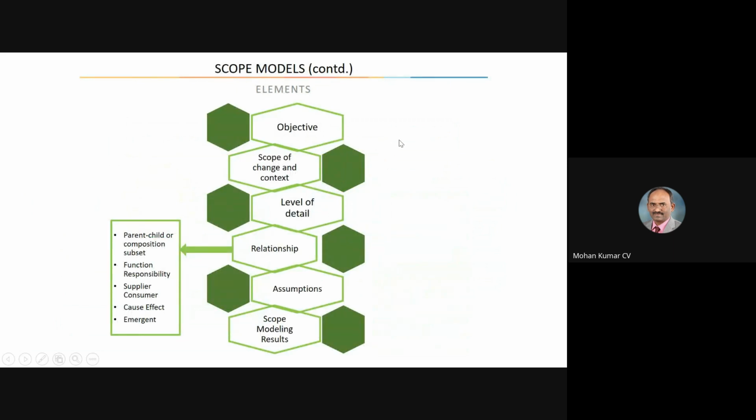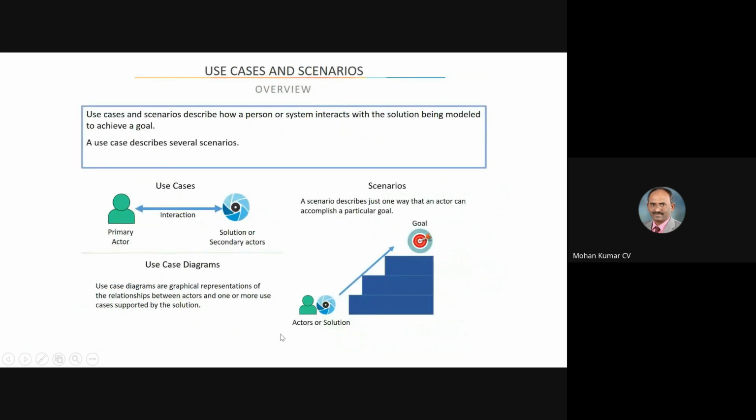When you are doing scope modeling, you need to have objective, scope of change and context, level of detail, relationships, assumptions, and scope modeling results. There is something called use case. We have heard this word multiple times. Use case is about who the primary actors and secondary actors are, and how the interaction between them works. Our solution is the use case diagram.